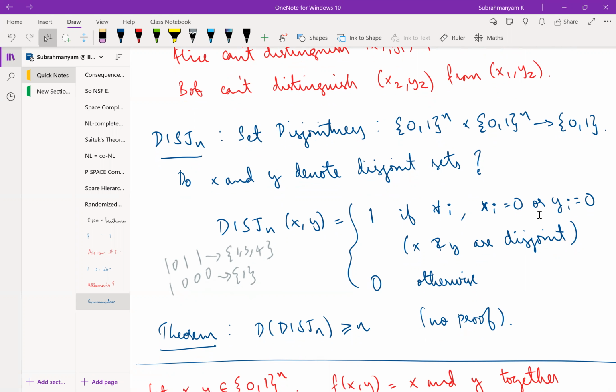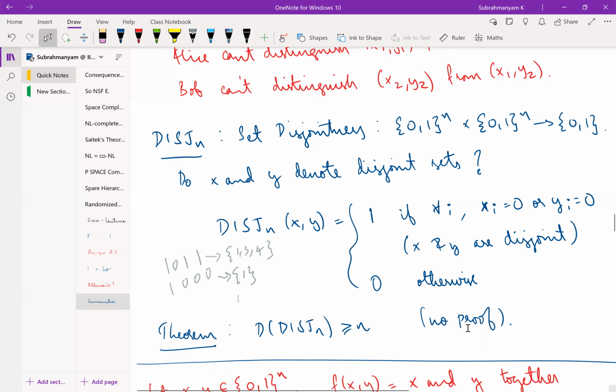Set disjointness holds a very important place in the theory of communication complexity. It is in some ways like SAT, the position SAT holds in NP-completeness theory, because set disjointness shows up in many different models, classes, etc. Set disjointness captures the difficulty, and it is considered a significantly hard problem. So set disjointness is a very important problem.